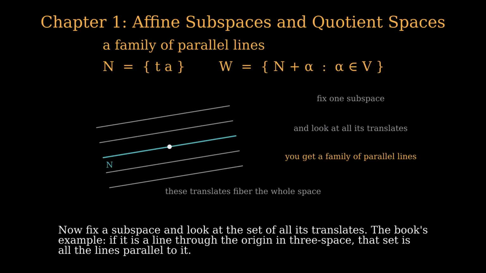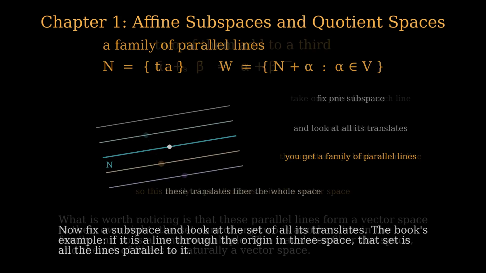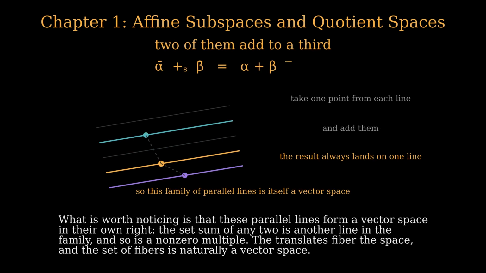Now fix a subspace and look at the set of all its translates. The book's example: if it is a line through the origin in 3-space, that set is all the lines parallel to it. What is worth noticing is that these parallel lines form a vector space in their own right. The set sum of any two is another line in the family, and so is a non-zero multiple.